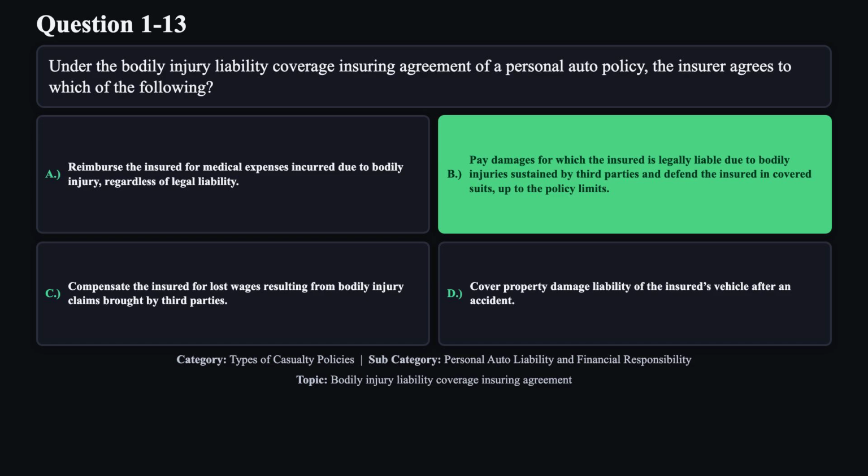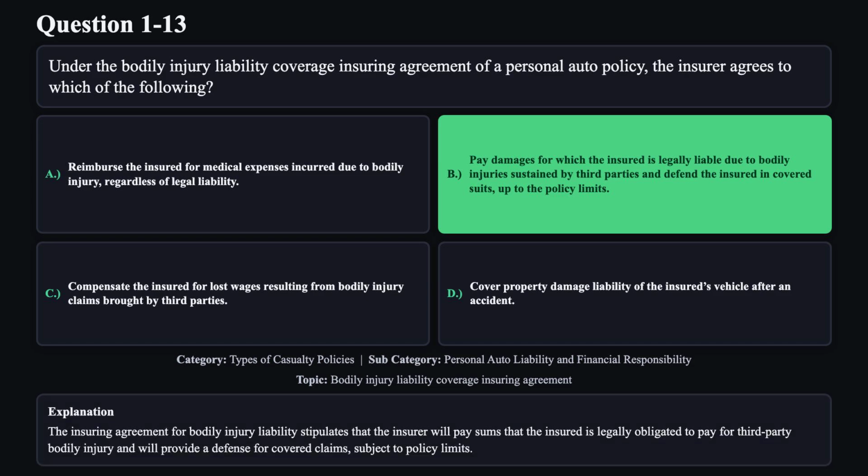The correct answer is B. The insuring agreement for bodily injury liability stipulates that the insurer will pay sums that the insured is legally obligated to pay for third-party bodily injury and will provide a defense for covered claims, subject to policy limits.